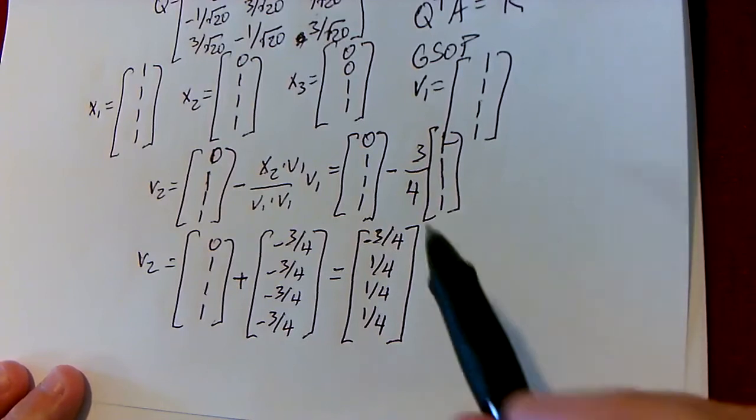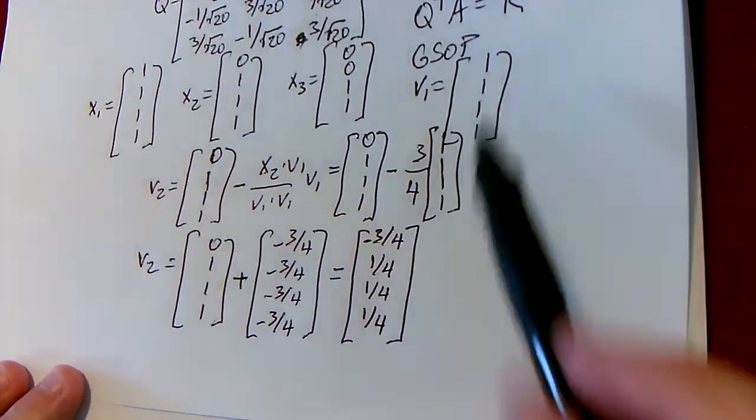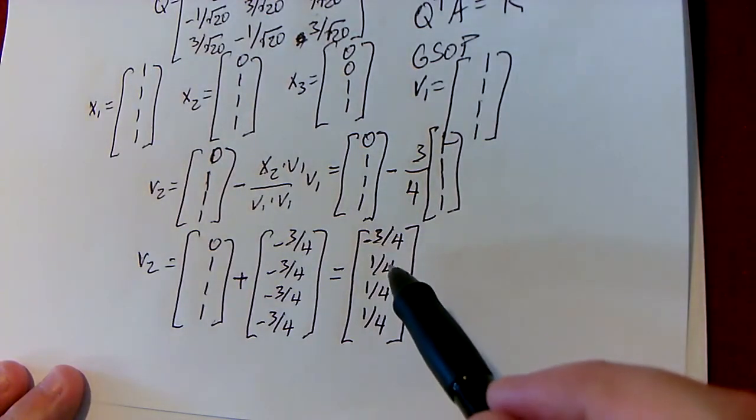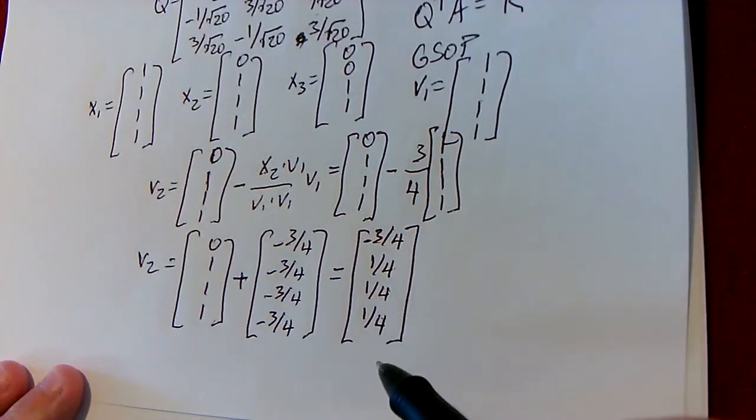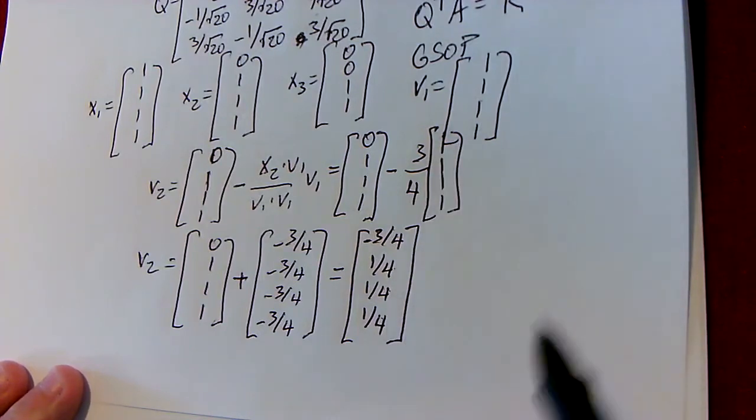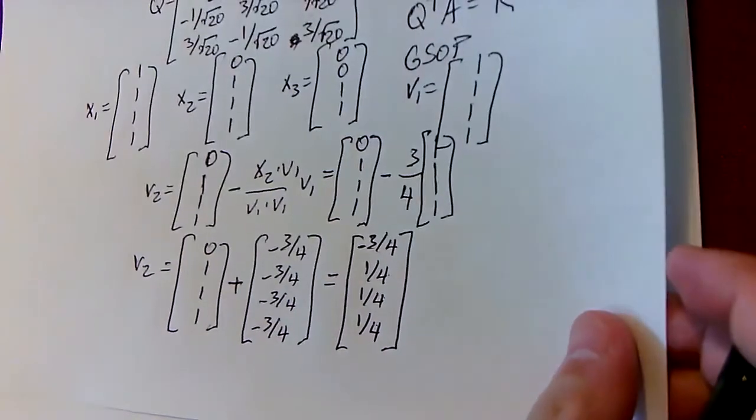Let's make sure these are orthogonal. So negative 3/4 times 1 is a negative 3/4, and then a fourth, and a fourth makes a positive 3/4. You put all those together, you've got your orthogonal second vector.